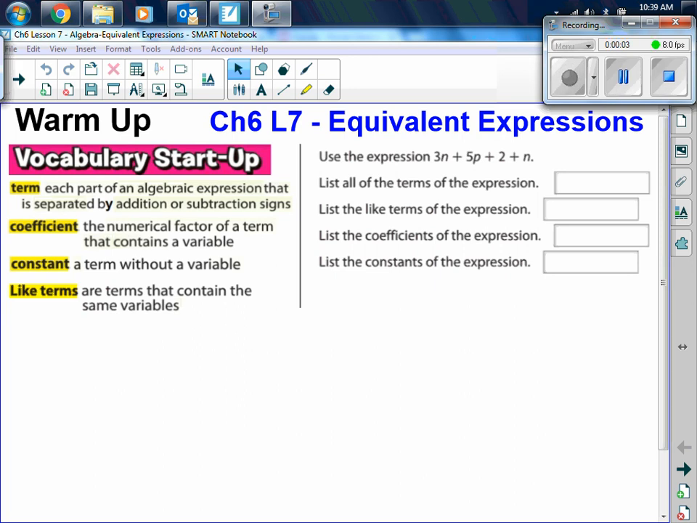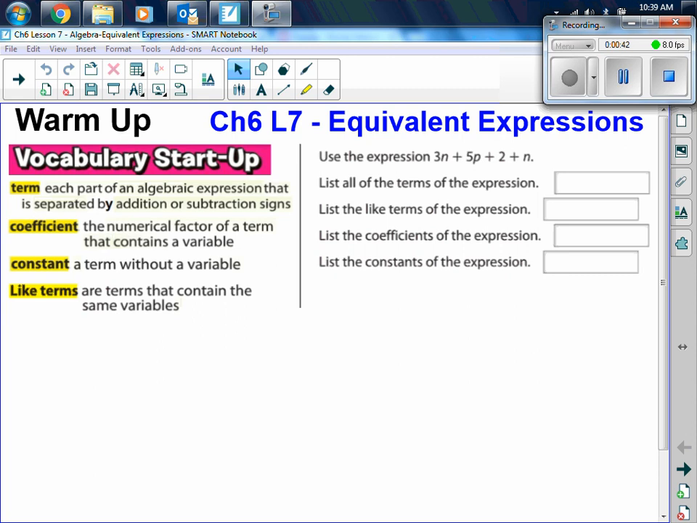All right, so Chapter 6, Lesson 7 is equivalent expressions. The vocabulary startup, you guys wrote down this vocabulary, will help you answer the following questions. A term is each part of an algebraic expression that is separated by addition or subtraction signs. The coefficient is the numerical factor of a term that contains a variable. So it's the number in front of the variable. That's how you'll see it.